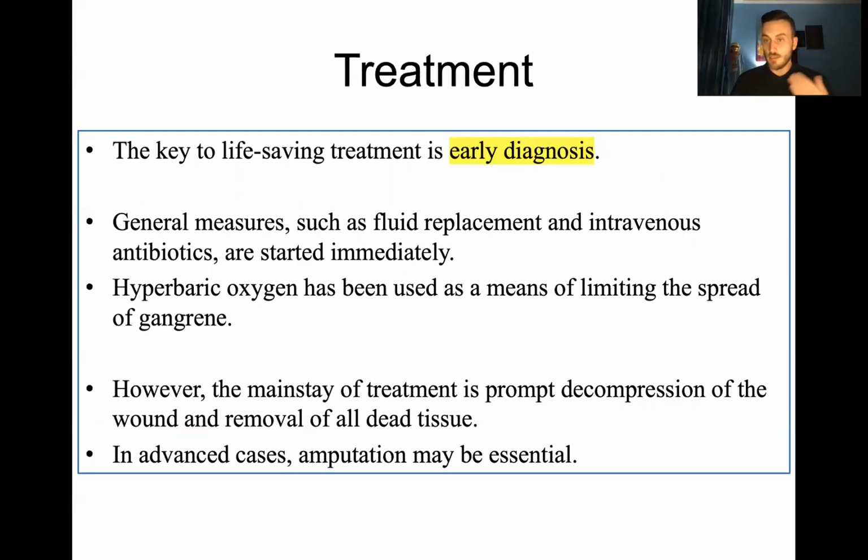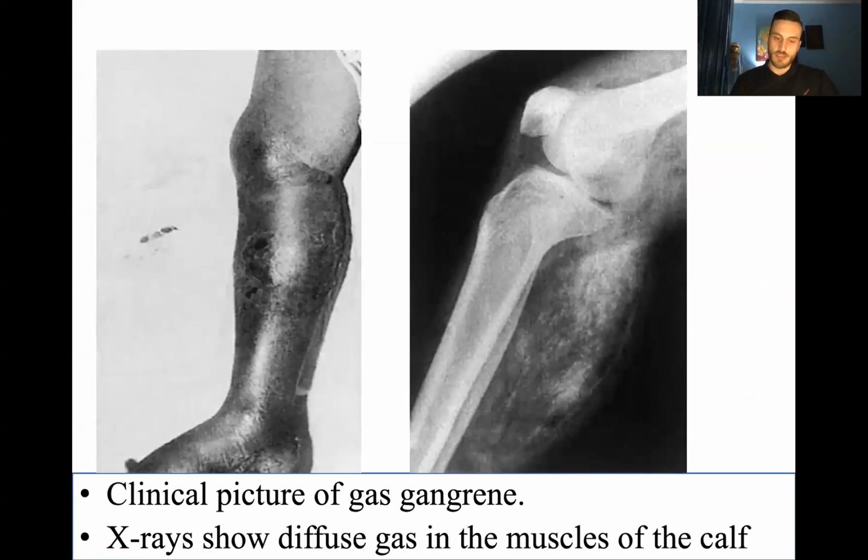So the treatment is early diagnosis, debridement. Fluids, intravenous antibiotics should be started immediately. Hyperbaric oxygen, very important. And unfortunately, sometimes we have to go for amputation. As you can see in this picture, this is a gas gangrene. On the right side, this is the X-ray. You can see how much gas in this X-ray.